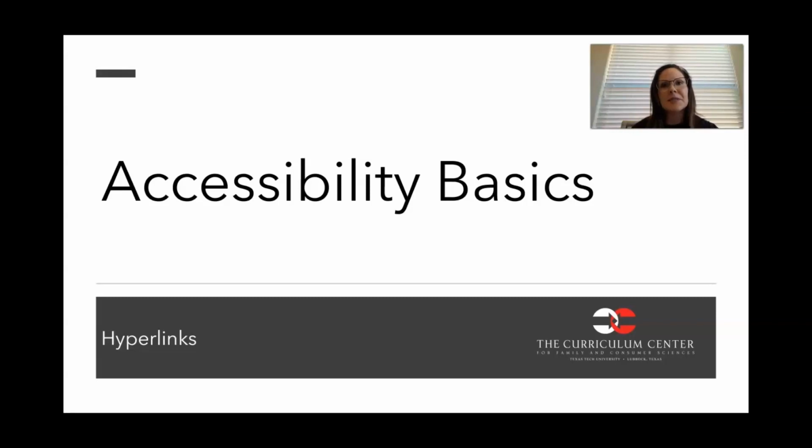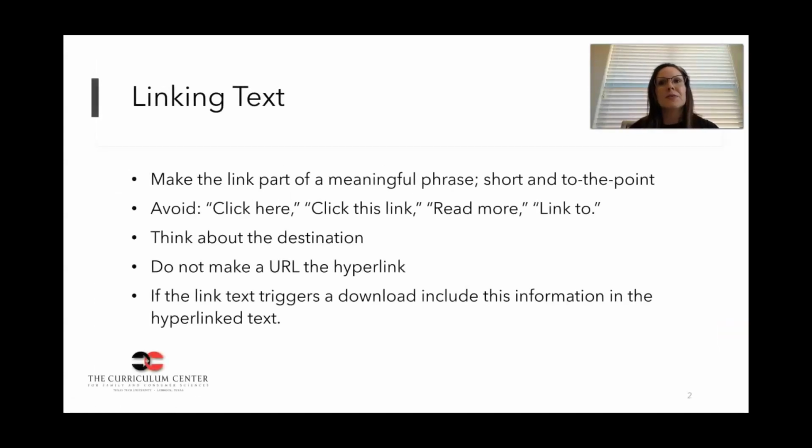In this Accessibility Basics tutorial, we'll be covering hyperlinks and how to appropriately put those in your documents or presentations. When you're linking text, make sure that the text is short, to the point, as well as meaningful. We want to avoid phrases such as "click here," "click this link," or "read more," because they do not describe where the link is taking the user and what the destination is. So keep that in mind when you're creating your descriptive URL link.